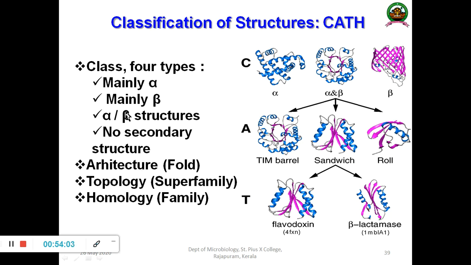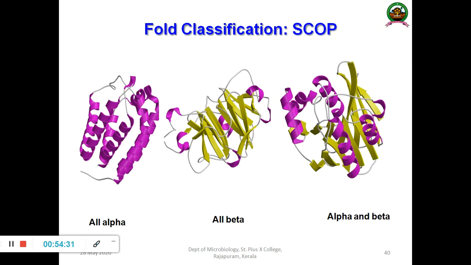So that is the class. The architecture is nothing but the fold; the overall fold is known as the architecture. The topology is the superfamily, and the homology is the family of the protein. What are homologous proteins? Homology is very important, because homologous proteins are proteins that arise from a common ancestor. Then fold classifications are also there. As I told you, the fold is mainly all alpha or all beta with very little alpha helical structure, then alpha and beta. This classification is known as SCOP, structural classification of proteins.